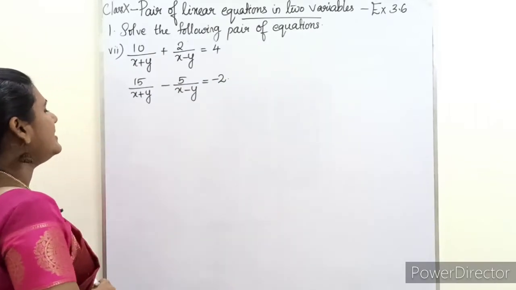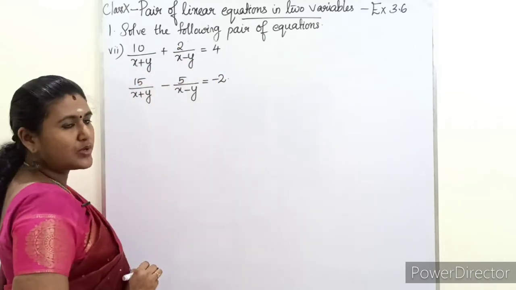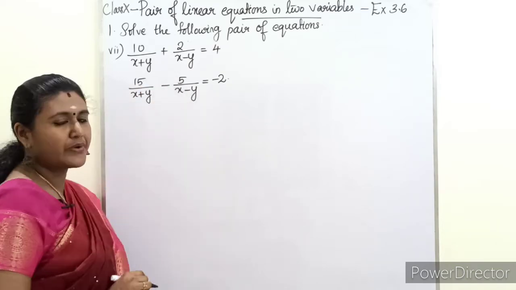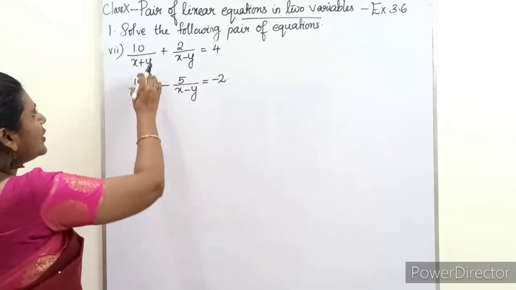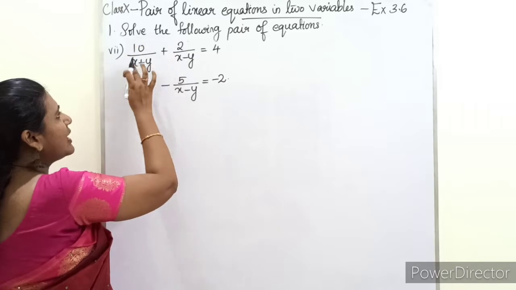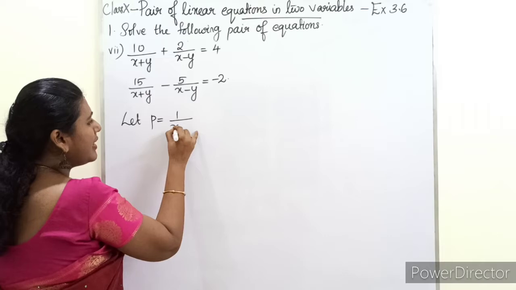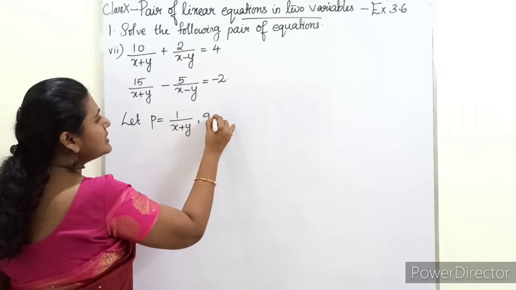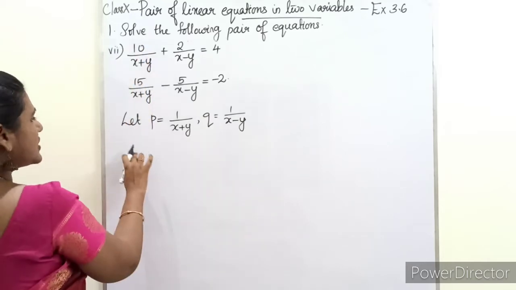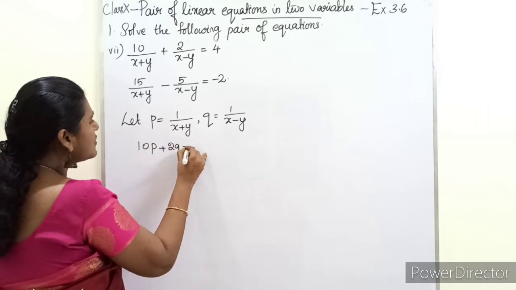So 7th question, 10 by x plus y plus 2 by x minus y is equal to 4. 15 by x plus y minus 5 by x minus y is equal to minus 2. So here also we have to do substitution. So for which we have to substitute this 1 by x plus y. So we will take p is equal to 1 by x plus y and q is equal to 1 by x minus y. So the given equation reduces to 10p plus 2q is equal to 4.